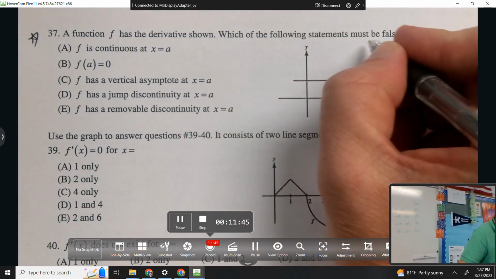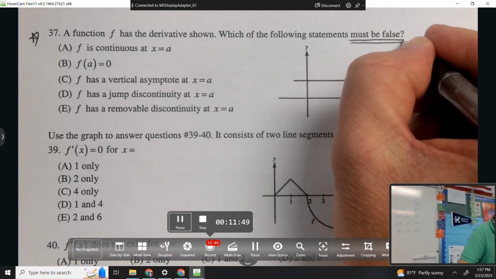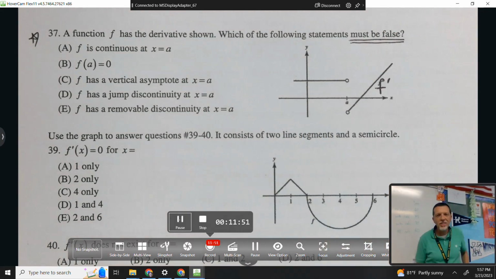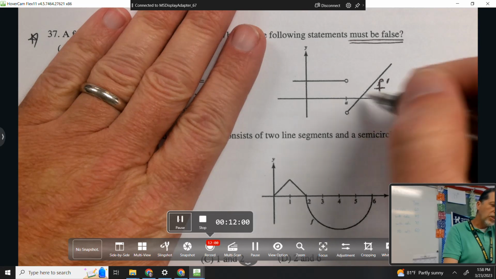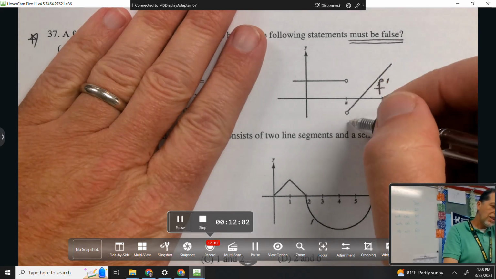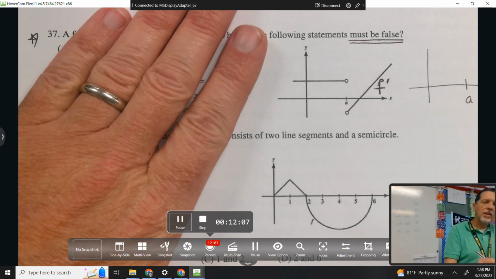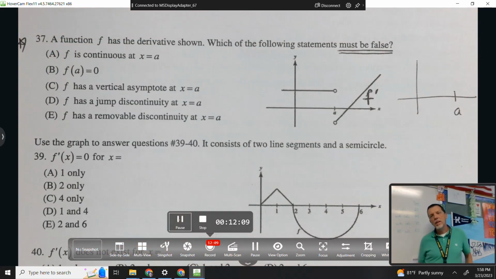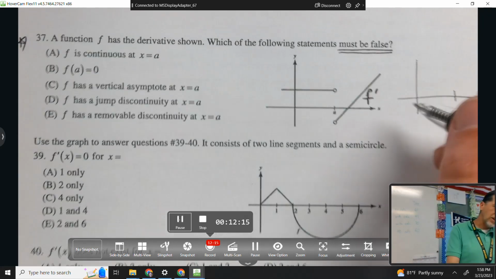Which of the following statements must be false? Must be false. Okay. And I guess before we look, let's think about what's going on here. So there's no derivative at A. I don't know if you'd want to try to draw this or not. There's a hole of some sort. Like there's some sort of discontinuity there. Is there a discontinuity there?